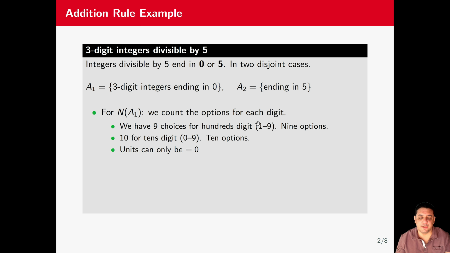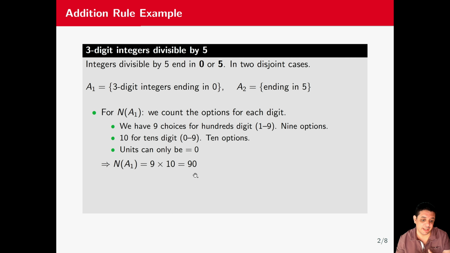Now, for A1, remember, we're counting 3-digit integers. So the first digit, the hundreds, can only vary from 1 to 9, since we're not going to have 0 at the start. If we have 0 at the start, it won't really be a 3-digit integer. So we have 9 options. For the tens digit, we have 10 options, because now it can be 0 to 9. And the units digit can only be 0. So in this case, we have 9 by 10.